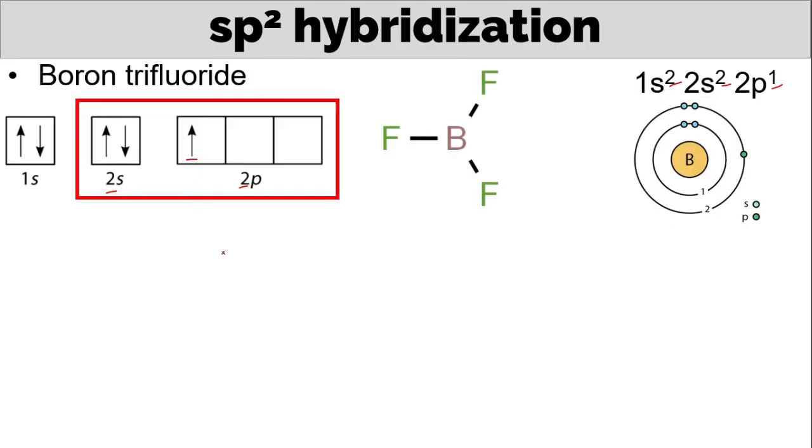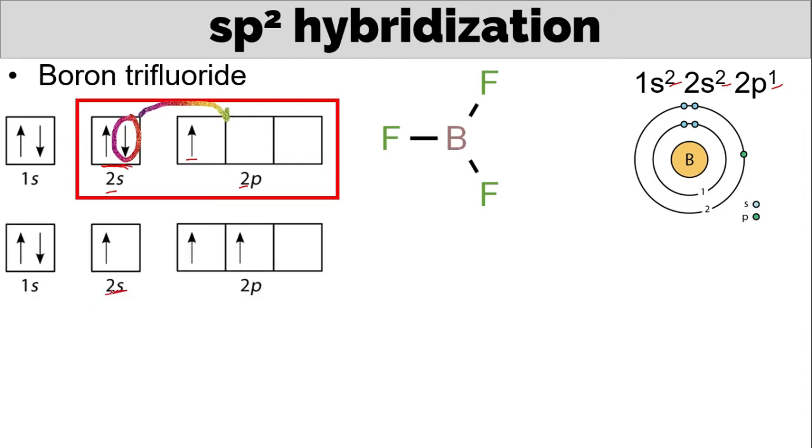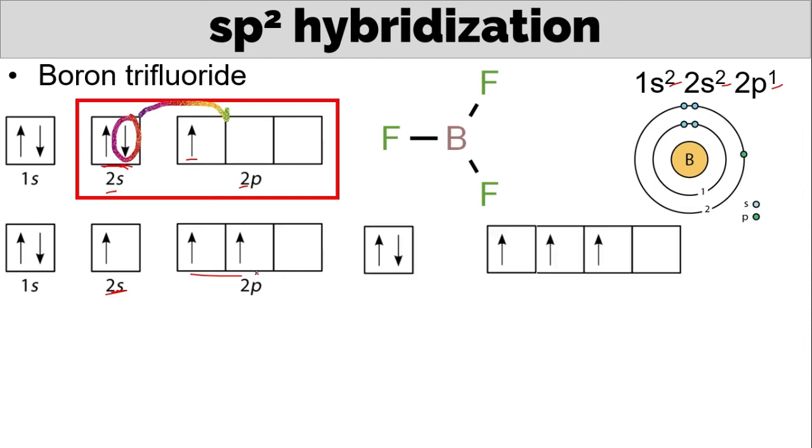Because the energy gap between the 2s and 2p orbitals is small, one of the electrons in the 2s orbital can be promoted to the 2p orbital via the unpairing and excitation process. So we will have this. Now the 2s and two 2p orbitals can be mixed to form 3 sp2 hybrid orbitals. Like this. sp2 hybrid orbitals.